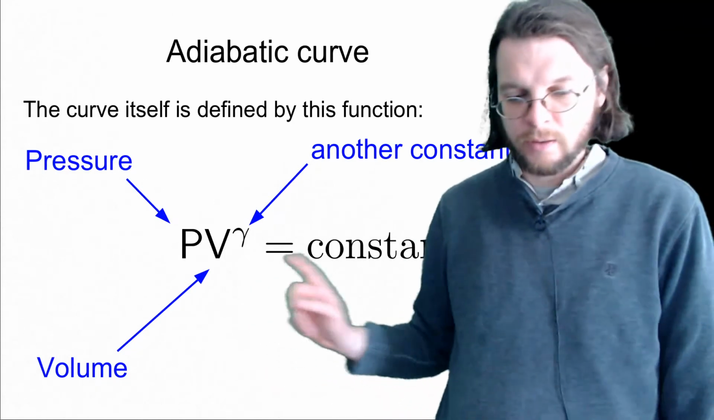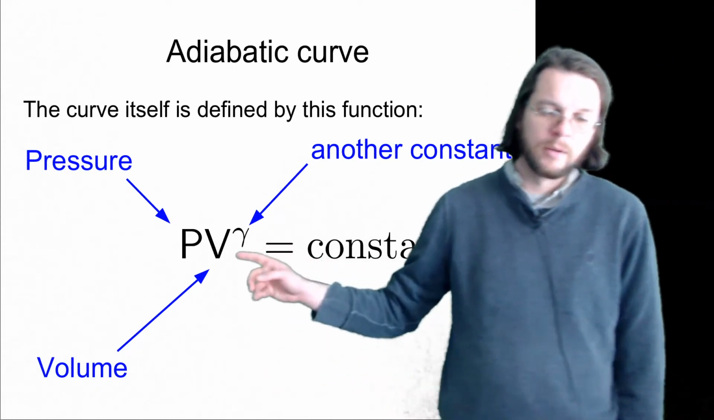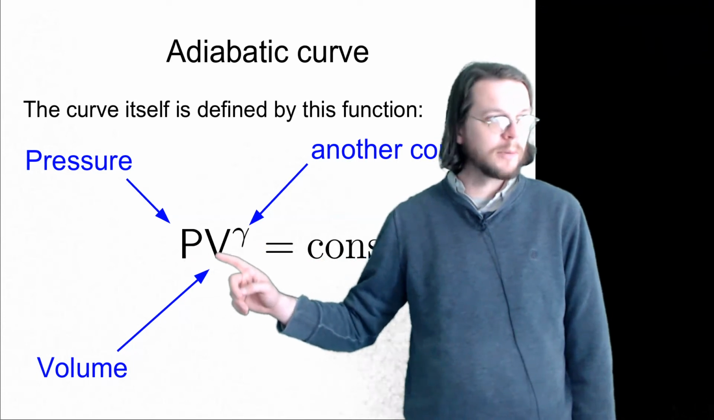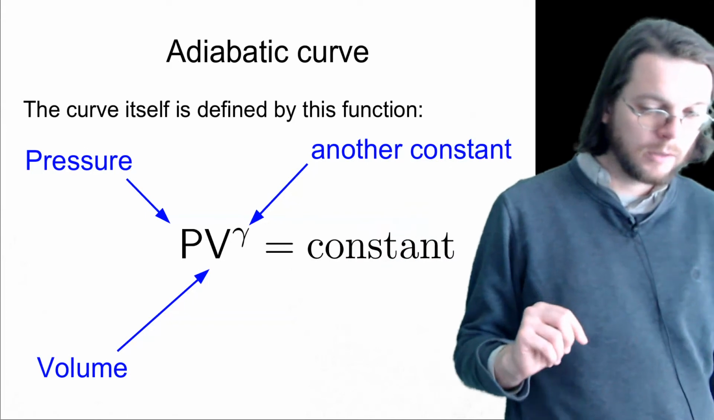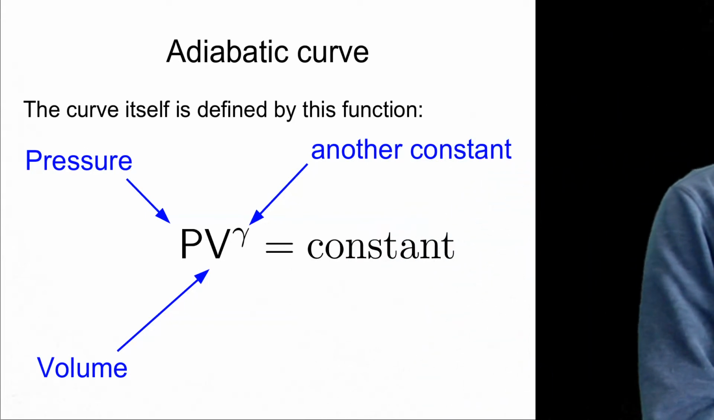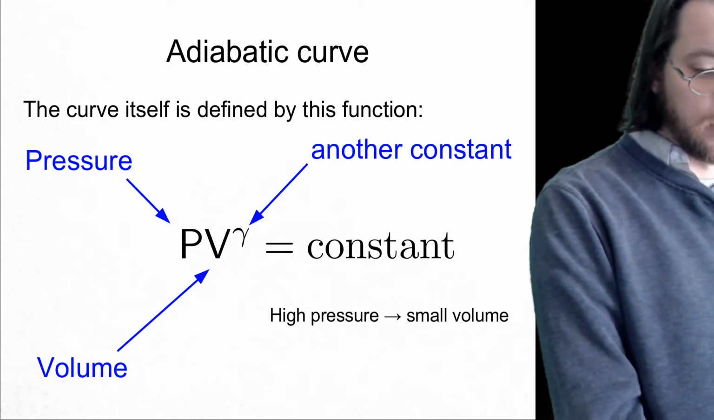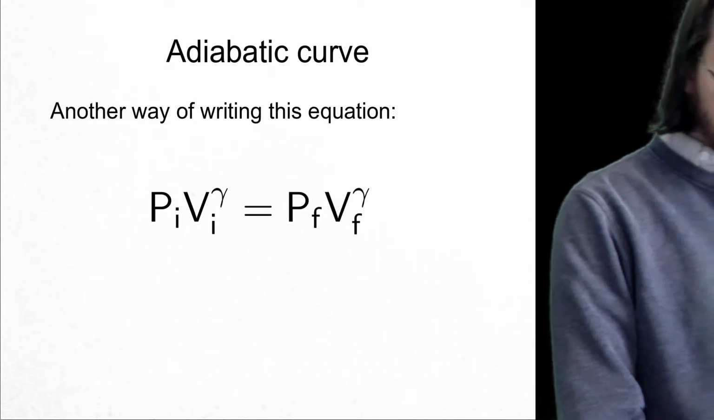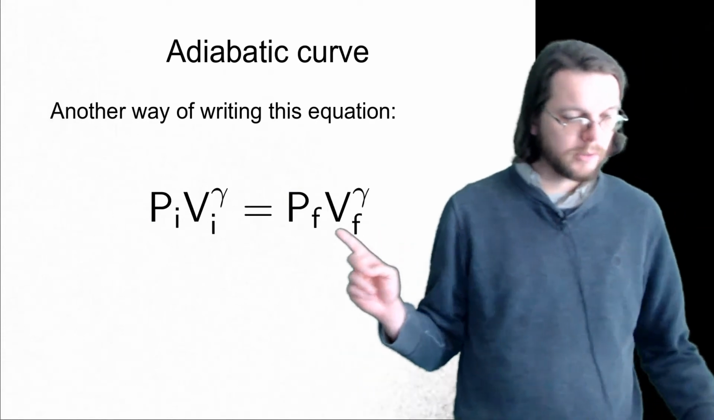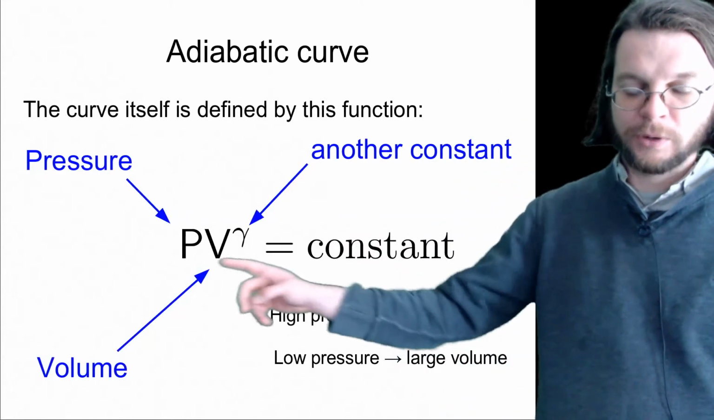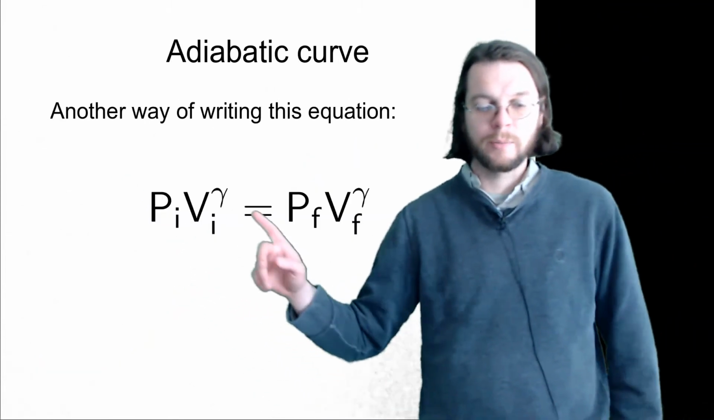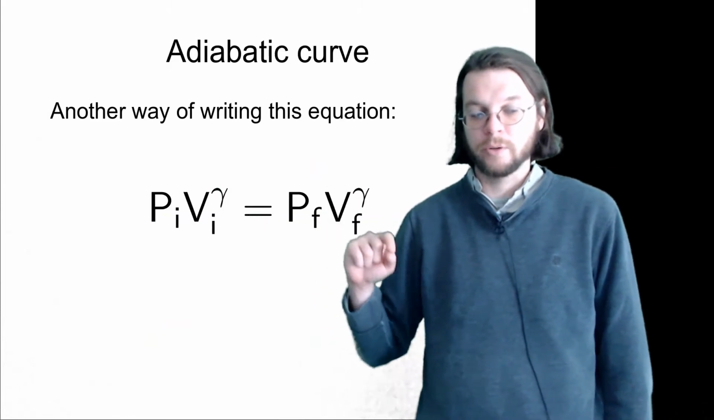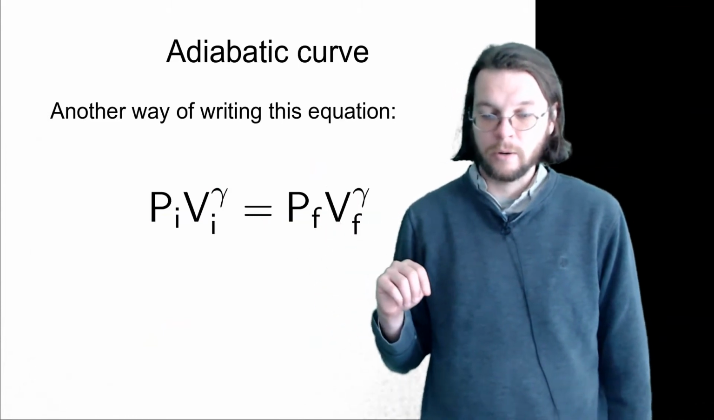Now again, if this is equal to a constant, and by the way, if you remember with the isotherms, it's P times V equals a constant. Now it's P times V to some power equal to a constant, so it's something different than the isothermal case. I'll talk about that constant in just a second. This is another way of writing the equation, right? Because if this multiplies to a constant, no matter what the pressure and the volume are along that curve, that means that the initial pressure times the initial volume to that power equals the final pressure times the final volume, again to that power.